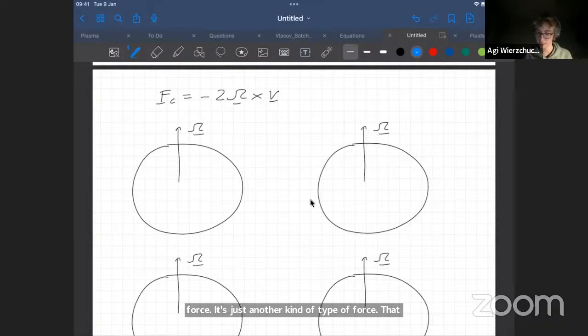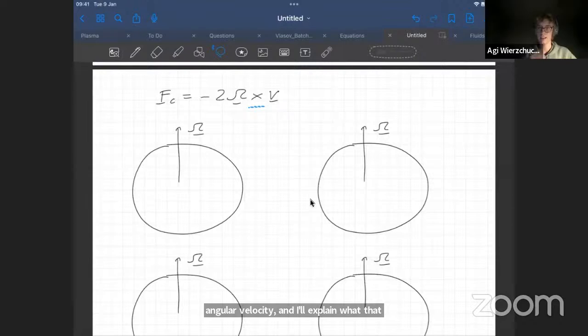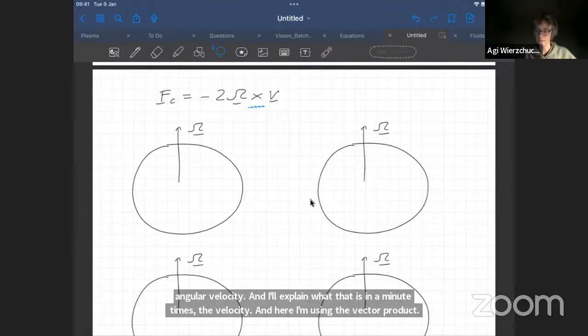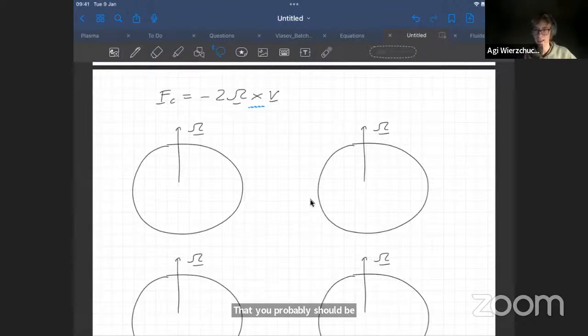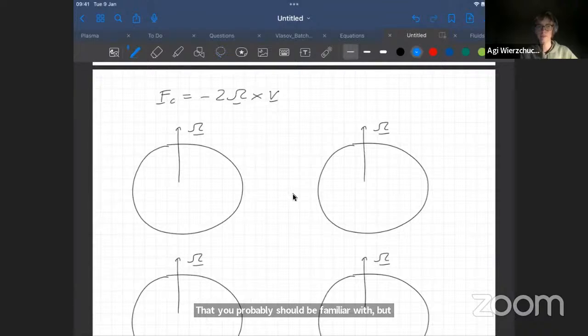So this is kind of the equation for it. The Coriolis force is equal to the angular velocity, and I'll explain what that is in a minute, times the velocity. Here I'm using the vector product, which you probably should be familiar with.